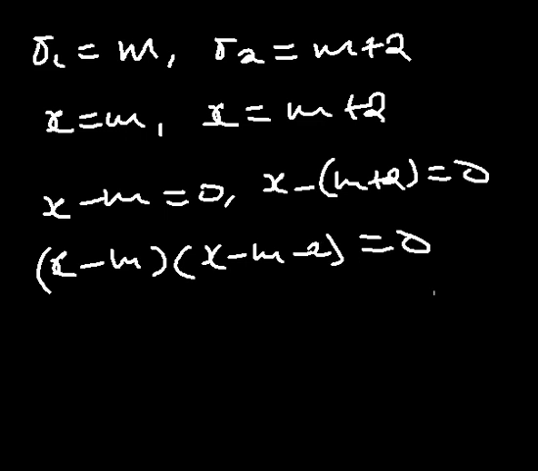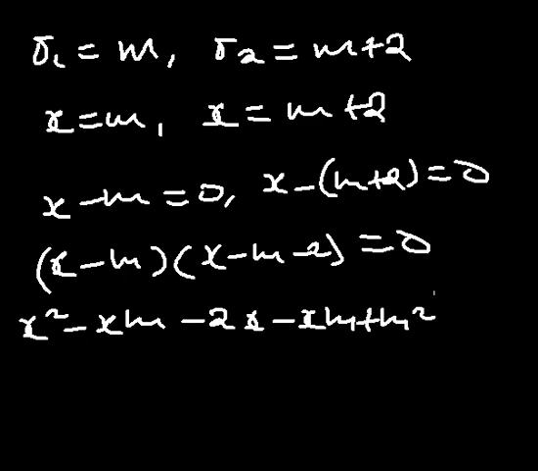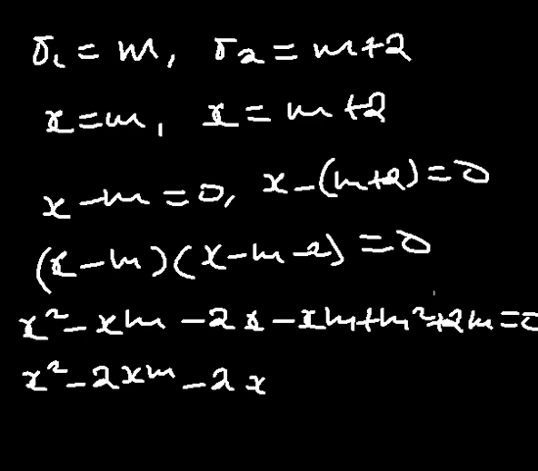Now we'll have to expand here. We'll have x squared, and minus xm, and minus 2x, and minus xm, and plus m squared, and plus 2m, which is equal to 0, and of which you have x squared, and negative 2xm, so negative 2xm, minus 2x, and plus m squared plus 2m, which is equal to 0.